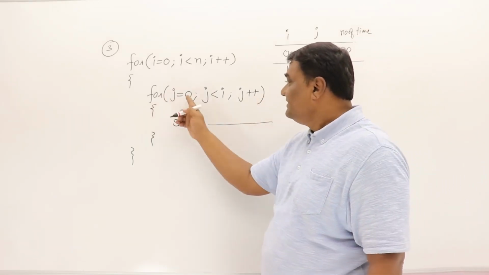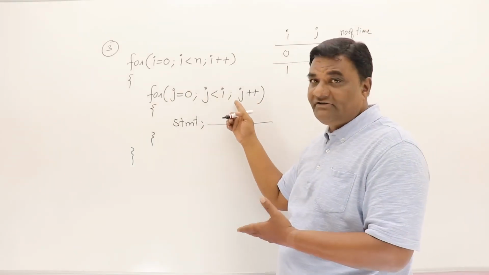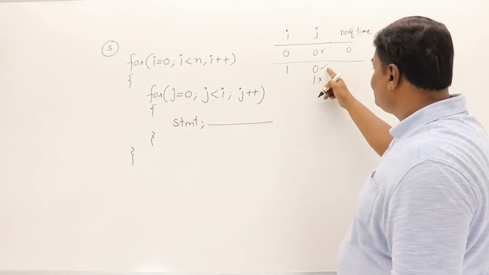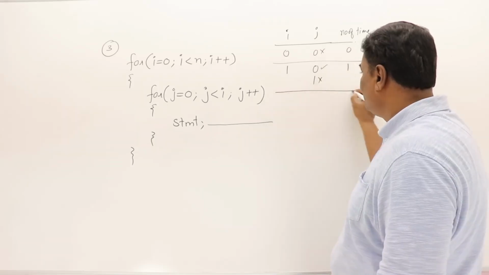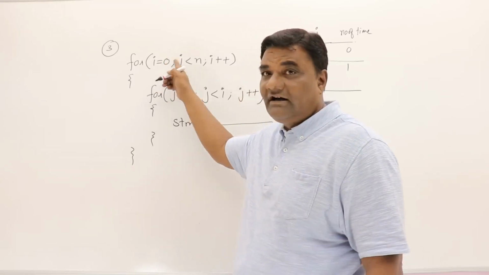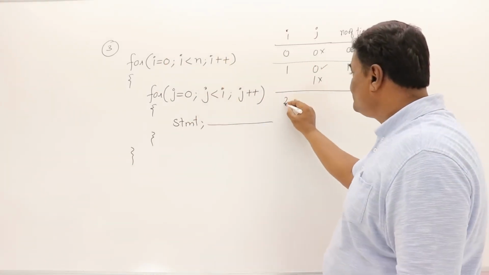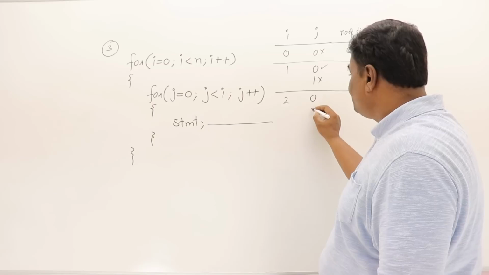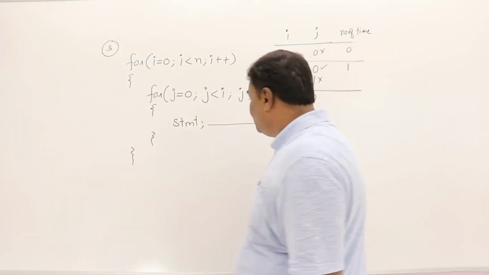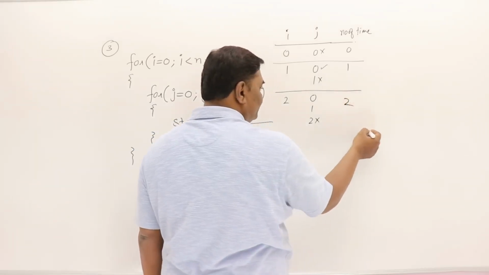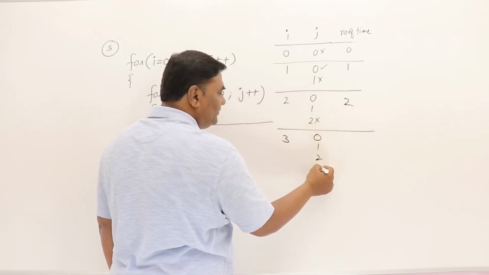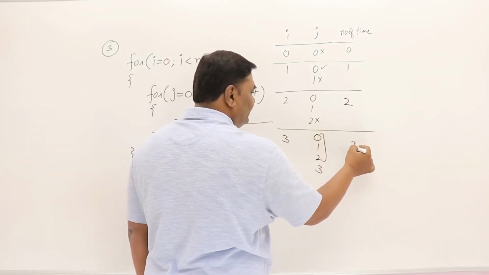Then j plus plus. j is 1. 1 is not less than i, so for 1 it will not execute. So how many times has it executed? 1 time. Then it goes up again. i plus plus. i becomes 2. Then j will execute for 0, 1, and when it becomes 2 it will stop. So this will repeat for 2 times. And when i is 3, j will take 0, 1, 2 and stop at 3. So this will repeat for 3 times.